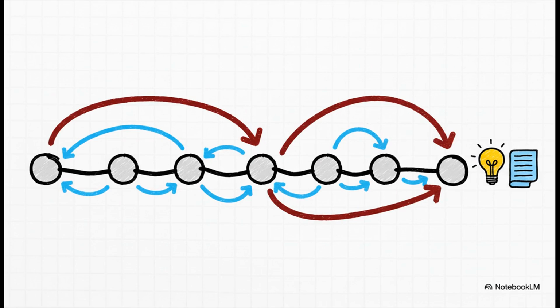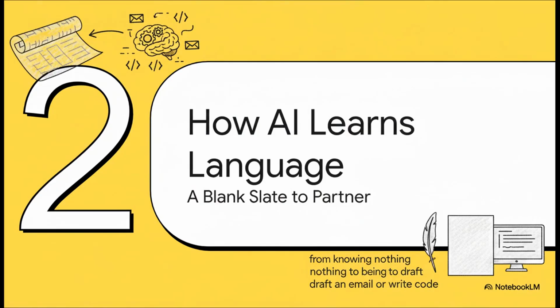This ability to see the whole picture, to understand how the word "it" at the end of a paragraph refers to the dog mentioned way back at the start. That's the magic. It's what allows these models to create text that sounds so natural and stays on topic over really long conversations. Okay, so we've got the blueprint. Now, let's head over to the training ground. How does this thing actually go from a blank slate, knowing absolutely nothing, to being able to help you write an email or even code an application?